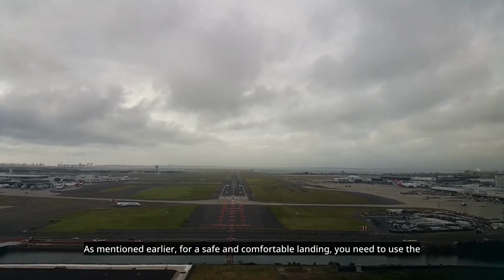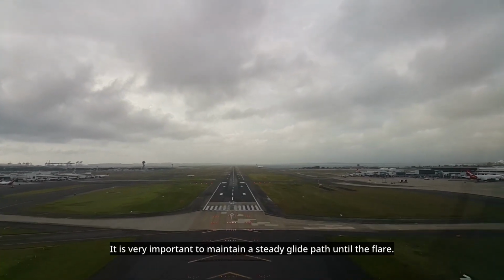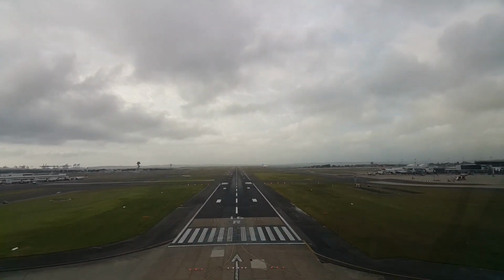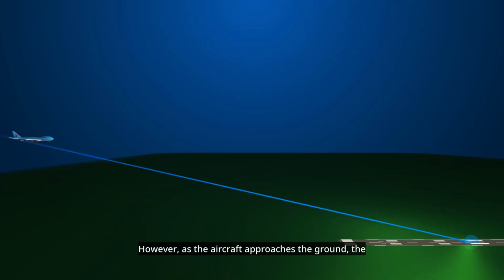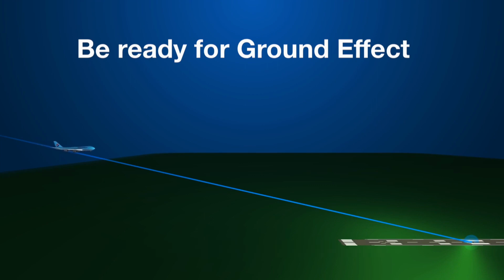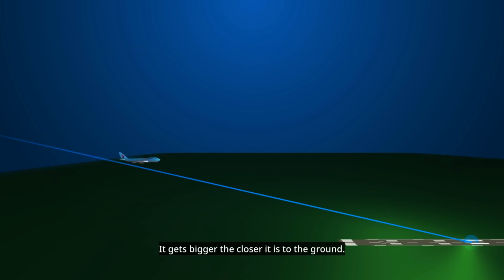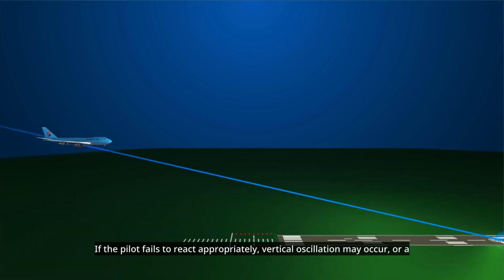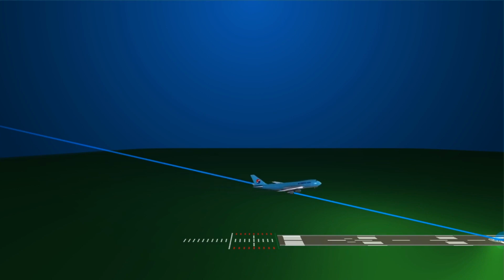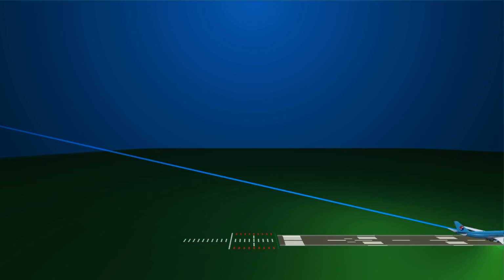As mentioned earlier, for a safe and comfortable landing, it is very important to maintain a steady glide path until the flare. However, as the aircraft approaches the ground, ground effects tend to cause the nose of the aircraft to rise. It starts to happen at about 200 feet and it gets bigger the closer it is to the ground. If the pilot fails to react appropriately, vertical oscillation may occur, or you may not be able to maintain a stable glide path until you start flaring.